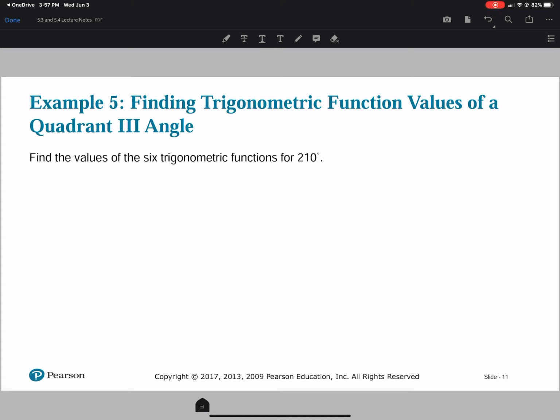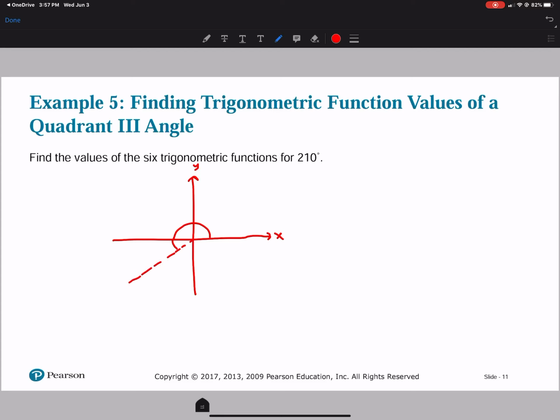So find all 6 trig functions for 210. Now, we think about 210. We have the y and the x-axis. Now, we know that we go 180, then we go 30 more. All right? Now, we know that we have 210 minus 180 degrees, and that equals 30 degrees. All right?